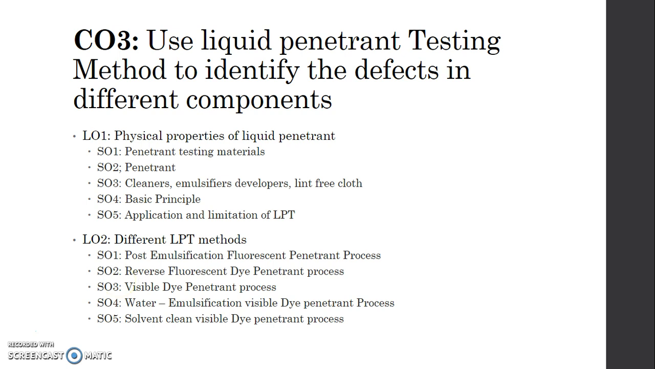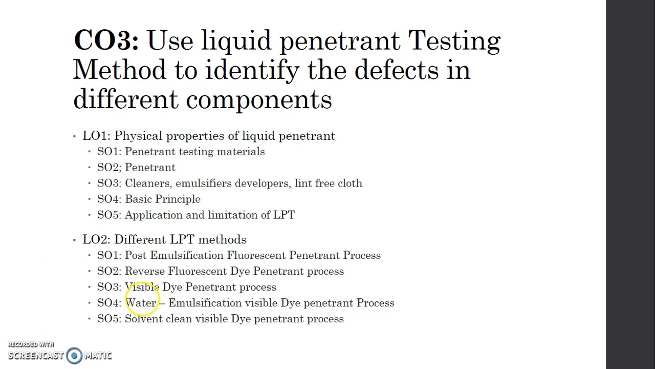The first one is the CO, which stands for course outcome. The course outcome for this unit is that we are going to use the liquid penetrant testing method to identify the defects in different components. Later we will see what types of components we are using.